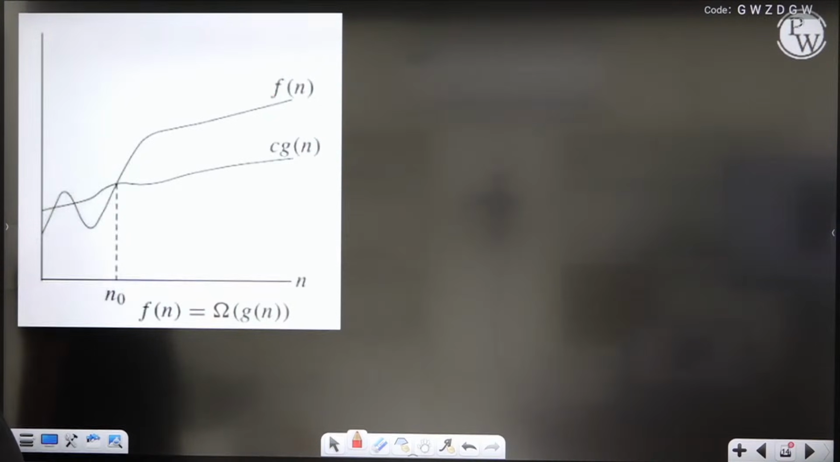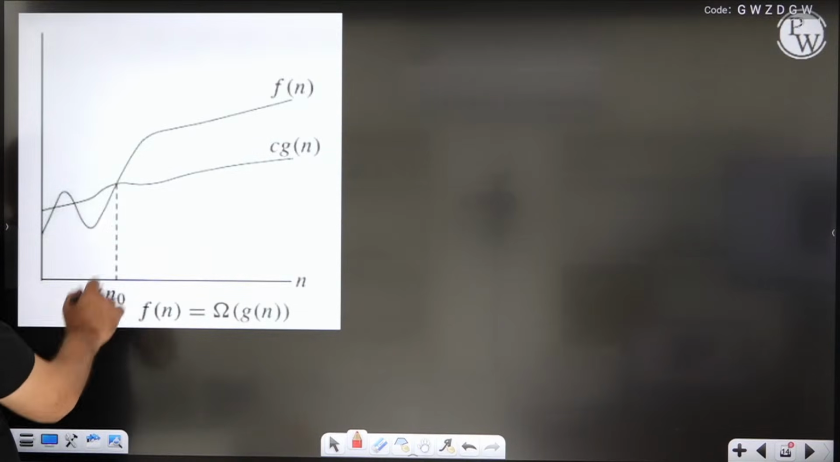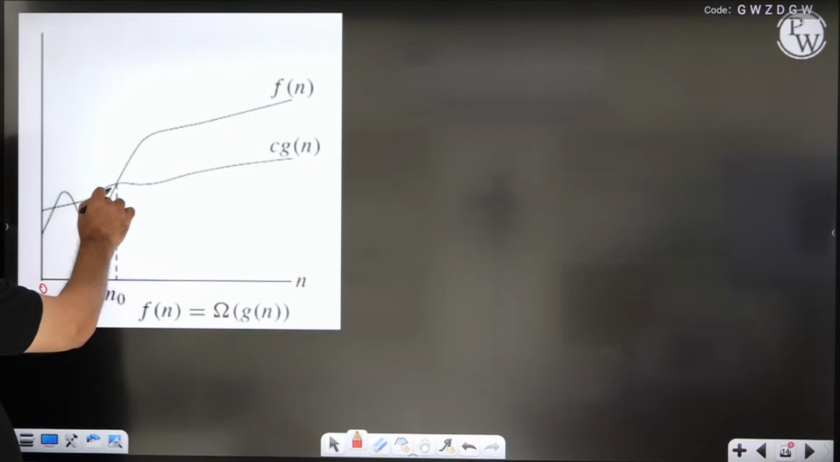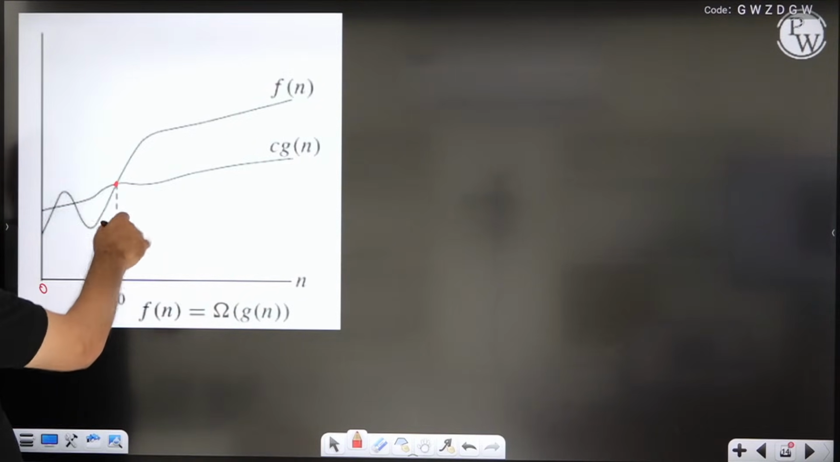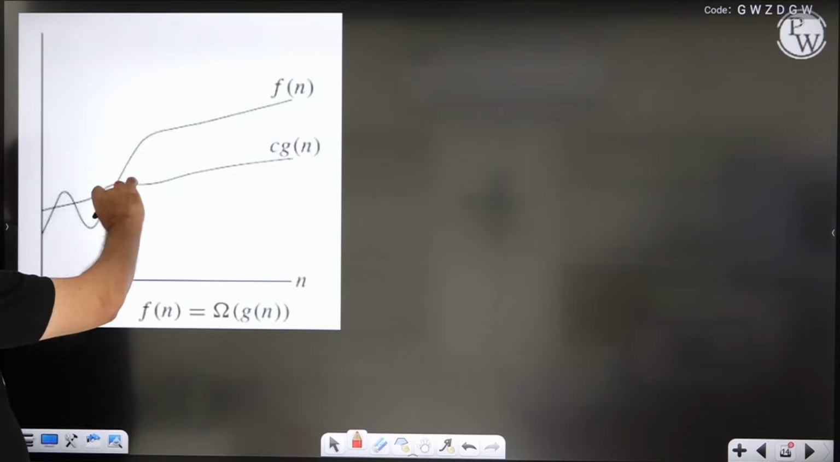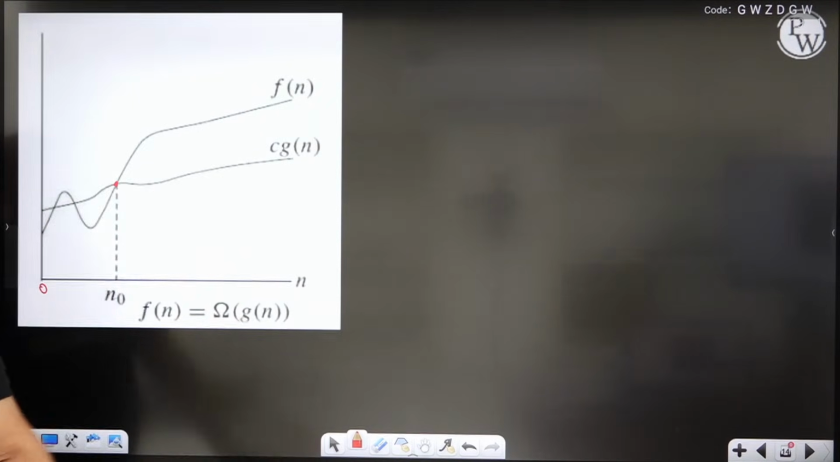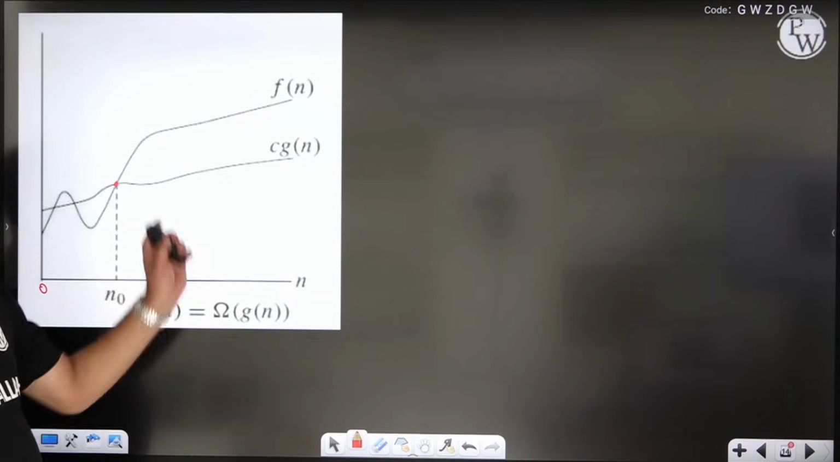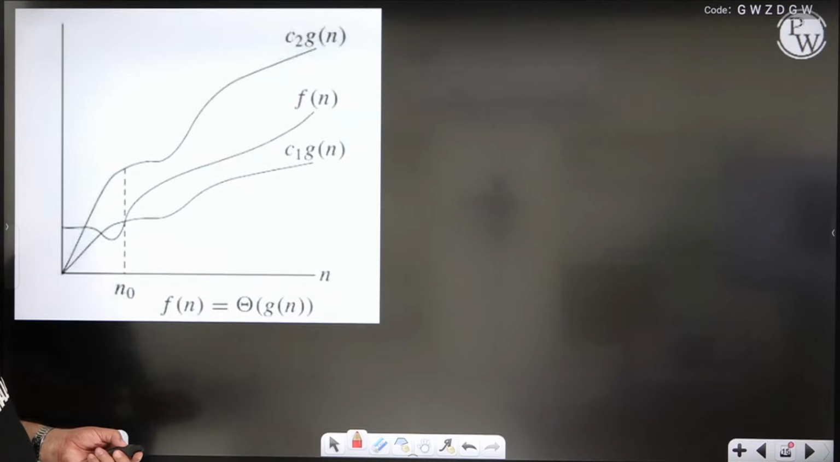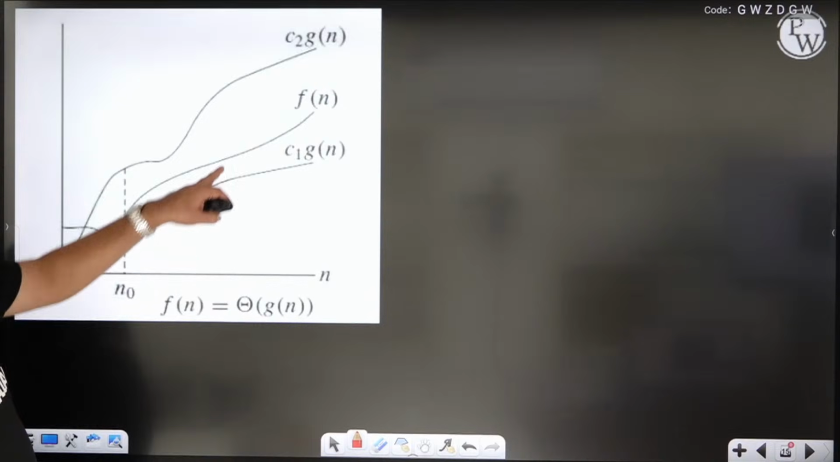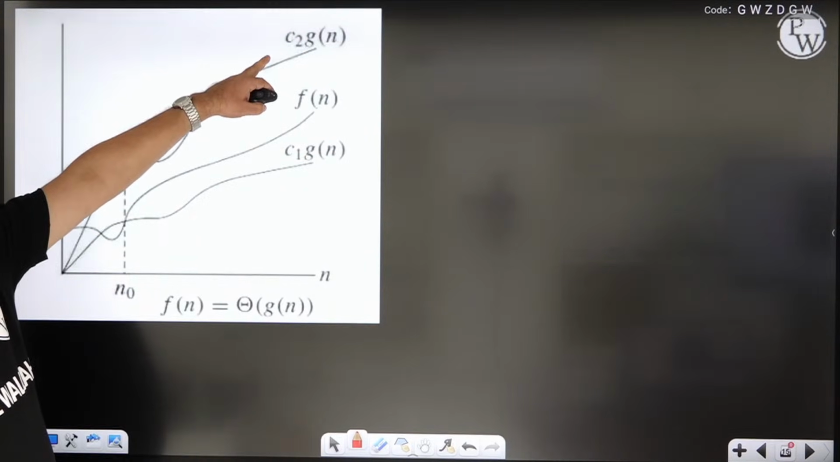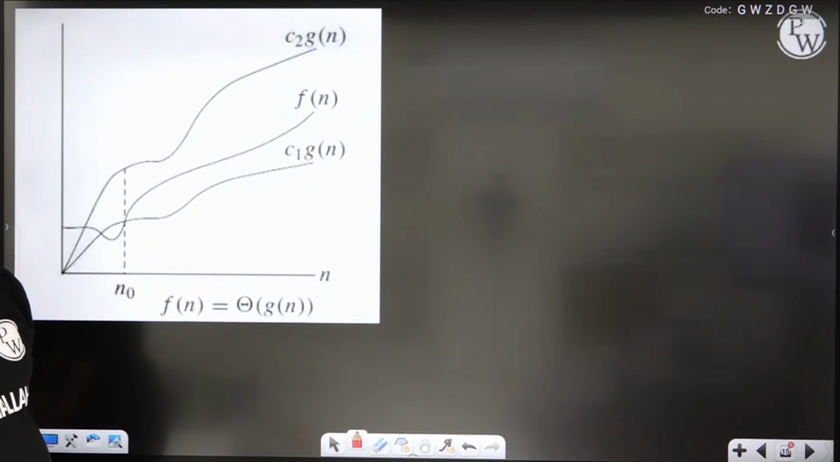उसी तरह this is the definition of omega of g of n. Just quite opposite. 0 to n naught, there is no proper convergence between the two functions. लेकिन n naught के बाद से up to infinity, basically f of n is always greater than or equal to c times g of n. This is omega. Theta का उसी तरह. Sorry, this is a theta notation. F of n is theta of g. So f of n is lying between c1 of g and c2 of g. So that is theta notation. Right? The n naught must be small input size.